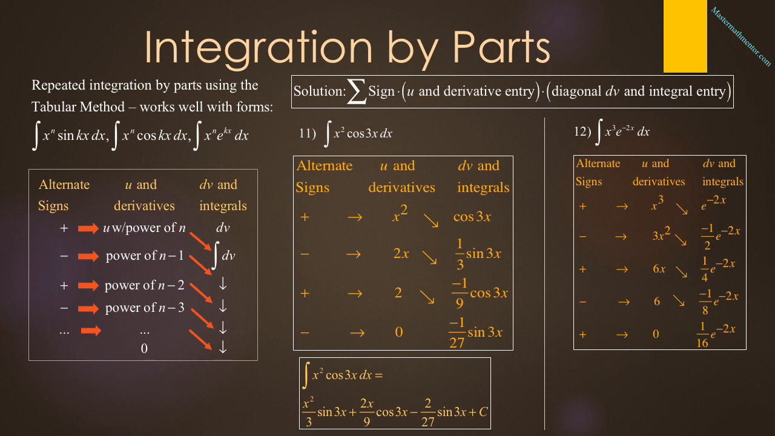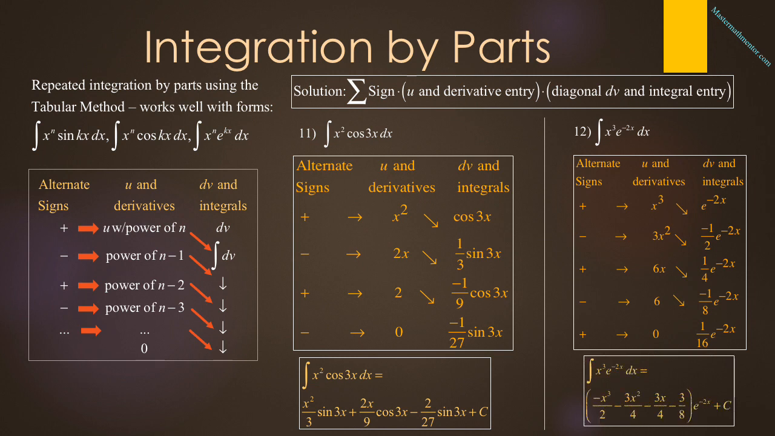In 12, we're asked to take the integral of x cubed e to the negative 2x dx. Our derivative column will start with x cubed, go down to 3x squared, then down to 6x, then 6, then 0. Our sign column will be plus, minus, plus, minus. And finally, our dv starts at e to the negative 2x, and if we continually integrate, we have negative 1/2 e to the negative 2x, 1/4 e to the negative 2x, negative 1/8 e to the negative 2x, and finally 1/16 e to the negative 2x.